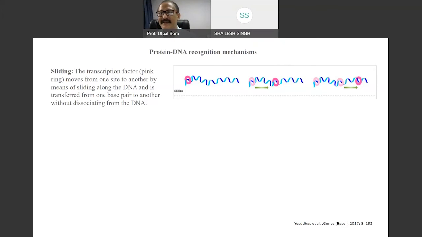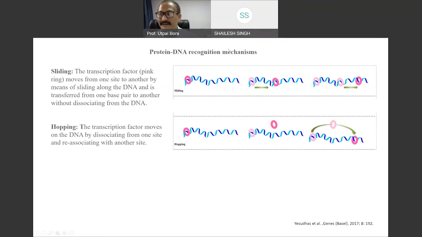In this case, we are discussing the movement of a protein from one base pair to another continuously over a large distance. Okay, the second one is not so slow like this. The guy is impatient. If it binds to a DNA molecule and finds the site, fine, but if it doesn't find it, it will not slide through. It will make a jump. That is what we call hopping. Here, the transcription factor moves on the DNA by dissociation from one site and reassociating with another site.